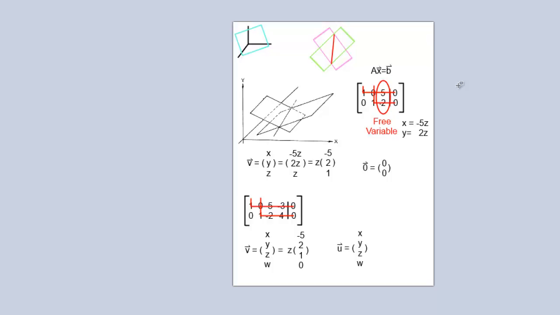And here we just ignore the z column, or we don't ignore it, but we leave it as a 0 because it doesn't include, and solve it in the same way. So we get that x is equal to 3w, y is equal to negative 4w, z is equal to 0, and w is equal to w. Take the w out, and you get that u is equal to w times the vector, the parameter, times the vector 3, negative 4, 0, 1.